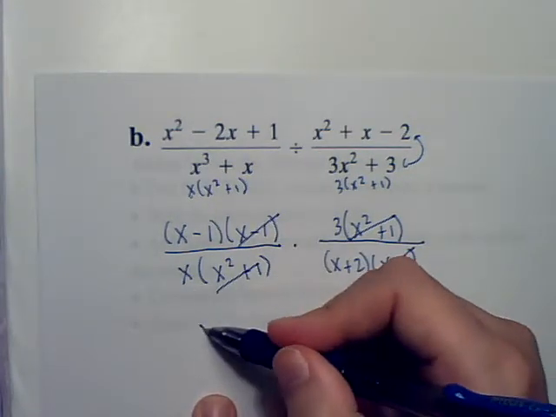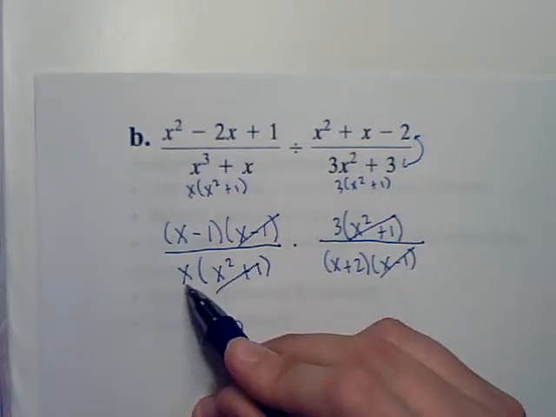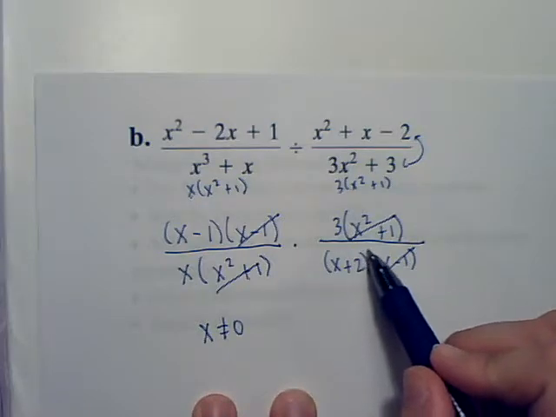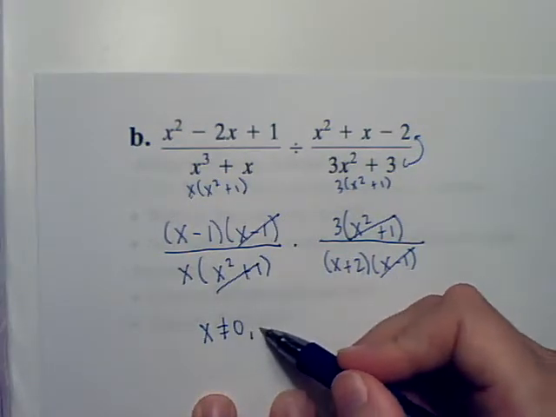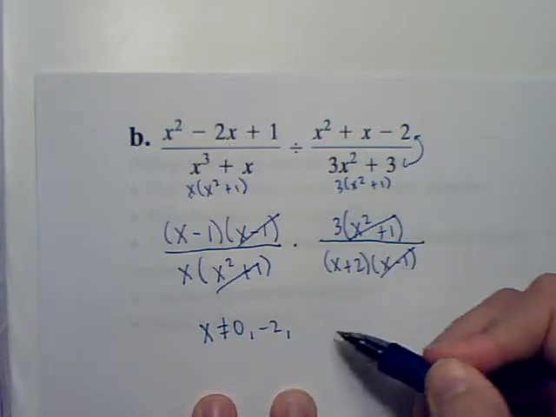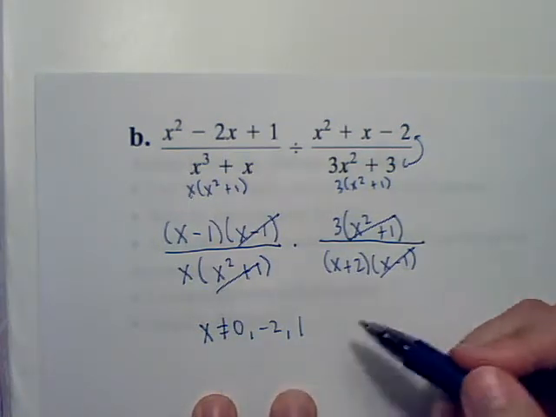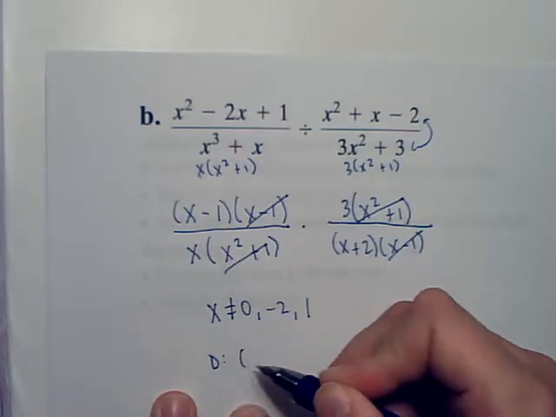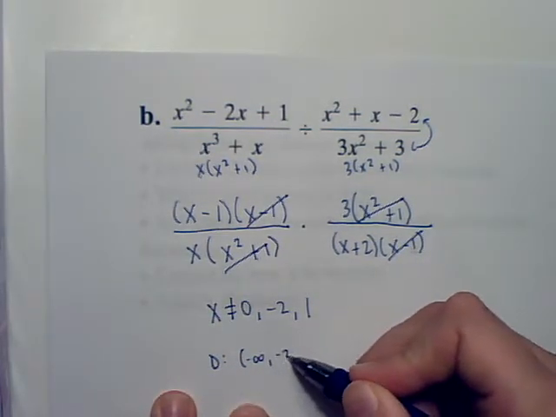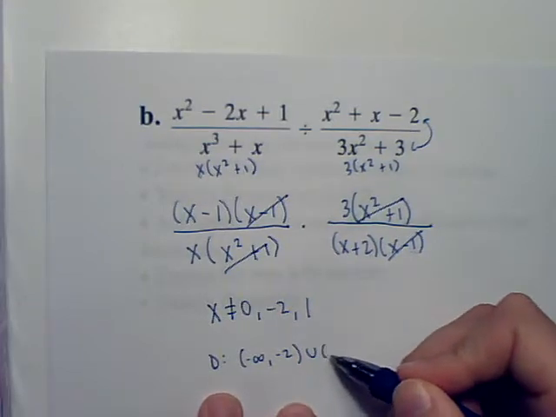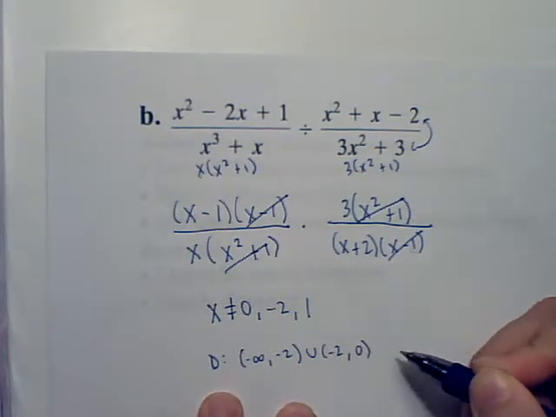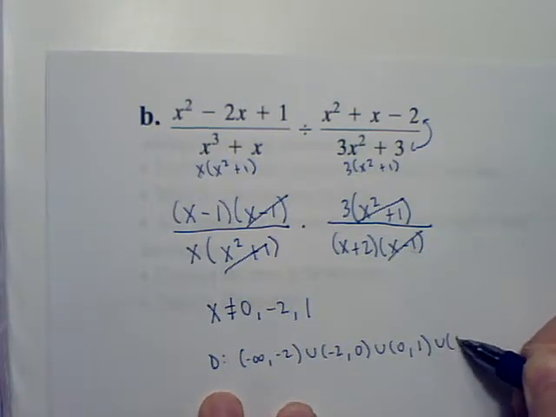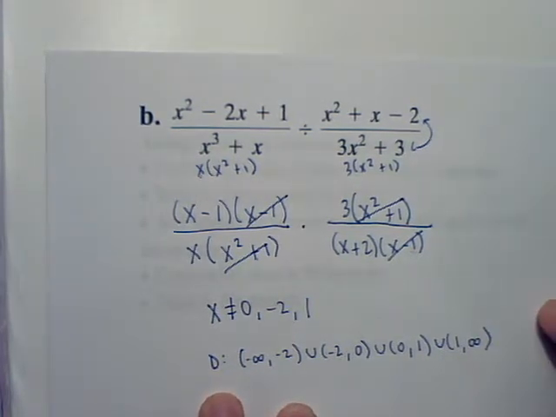So x can equal 0. Again, that's from the value we took out right there. Now we look at this denominator. It cannot equal negative 2, and then it also can't equal positive 1. All right, and so those are the 3 values that we would have. And again, writing this in order, we have our domain negative infinity to negative 2, union negative 2 to 0, union 0 to 1, and then 1 to infinity.